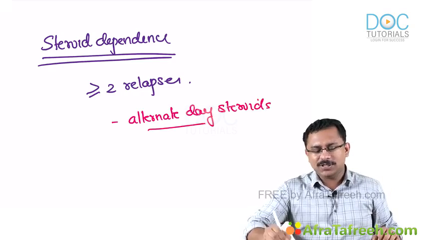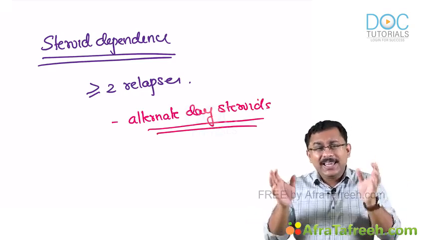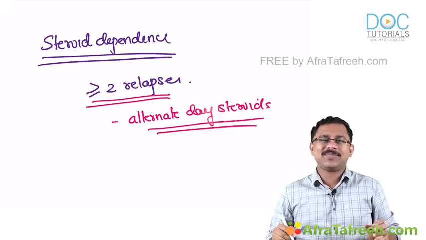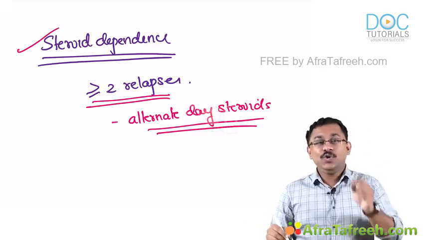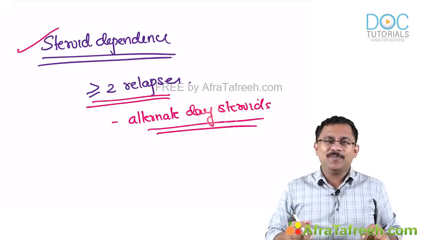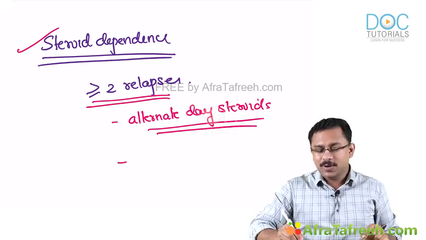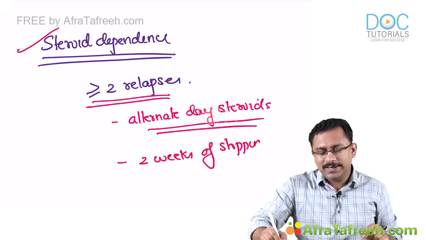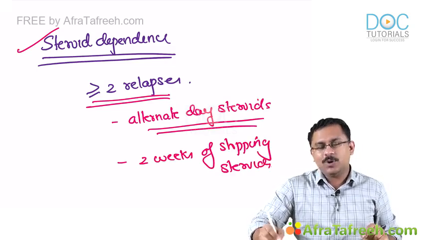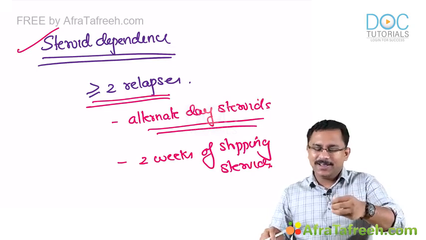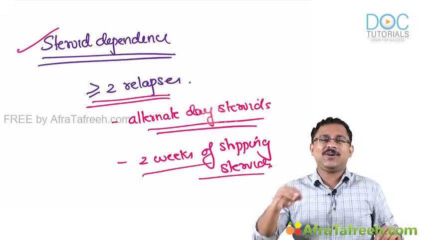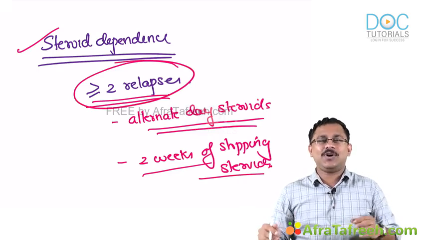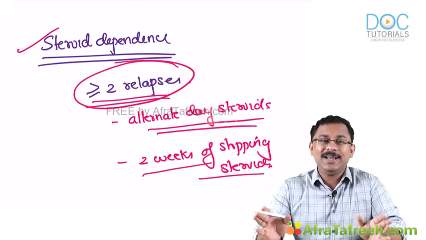So suppose the patient was on, say, alternate day steroids, and even despite being on alternate day steroids, he develops 2 or more relapses, then you can say he is having steroid dependence. You can also say that he is steroid dependent if he develops 2 or more relapses within 2 weeks of stopping steroids. So he was being treated for a relapse and given steroids, and within 2 weeks of stopping steroids, he again developed a relapse, and if 2 or more relapses occur, then also you can say this is a steroid dependent condition.